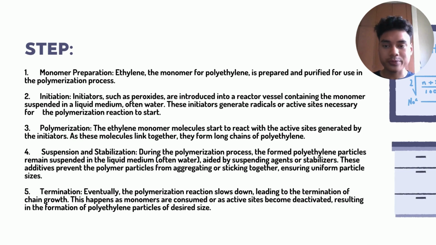Okay, this is the method step. Firstly, monomer preparation. Ethylene, the monomer of polyethylene, is prepared and purified for use in the polymerization process. Second, initiation. Initiators, such as peroxides, are introduced into a reactor vessel containing the monomer suspended in a liquid medium, often water. This initiator generates radicals and active sites necessary for the polymerization reaction to start.